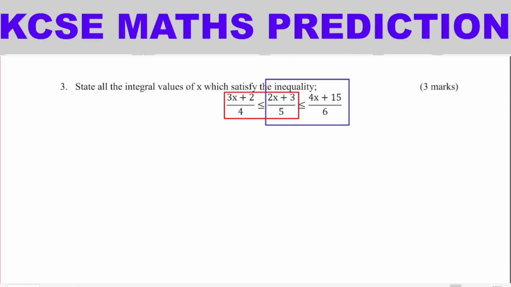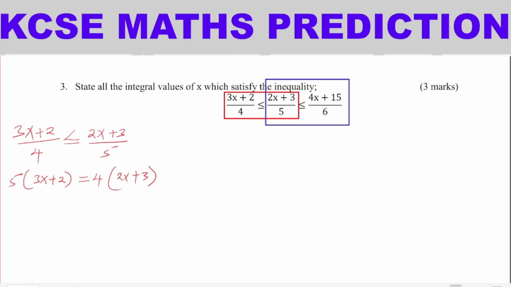So the first one that you're going to extract will be 3x plus 2 divided by 4 less than or equal to 2x plus 3 divided by 5. We solve this one first, and we're going to cross multiply. Just treat this less than or equal sign as equals, the same way we saw for x in an equation. So cross multiply, and you'll have 5 multiplied by 3x plus 2 is equal to 4 multiplied by 2x plus 3, like that.